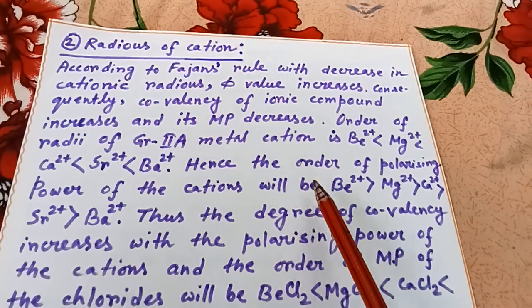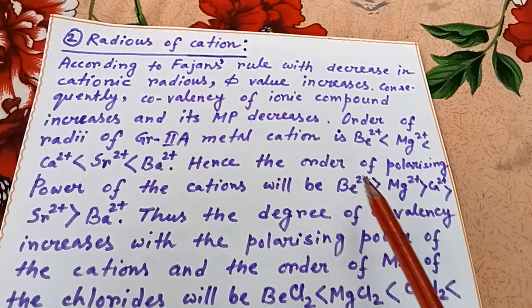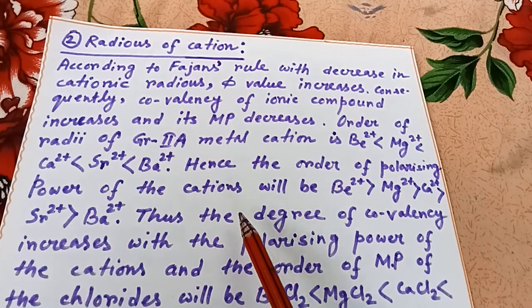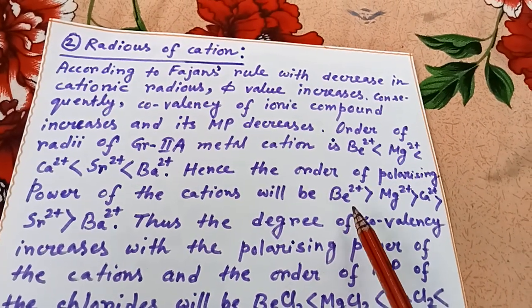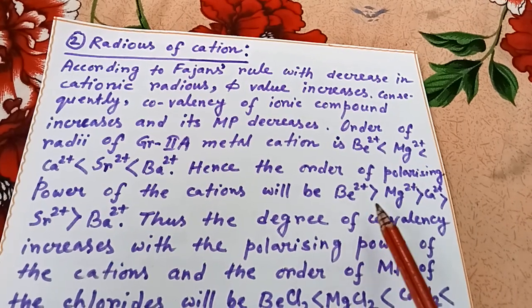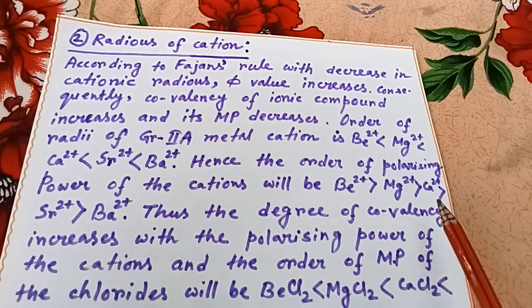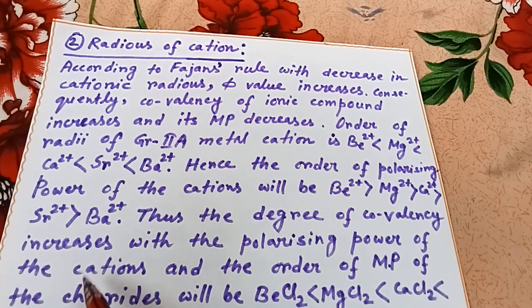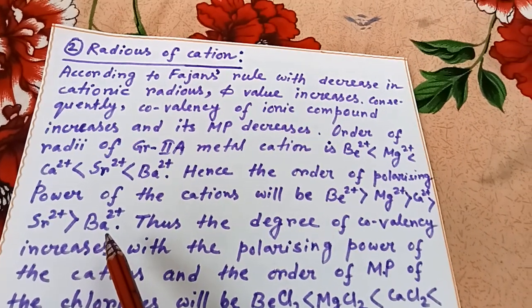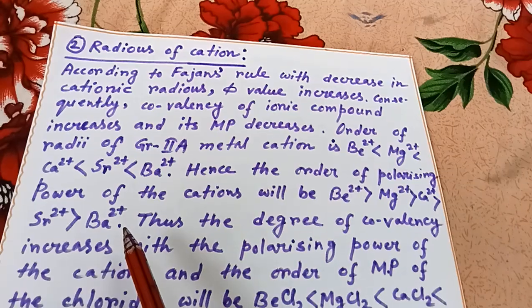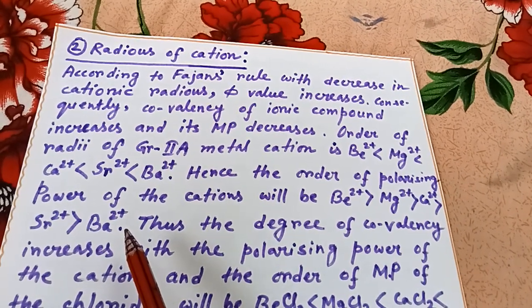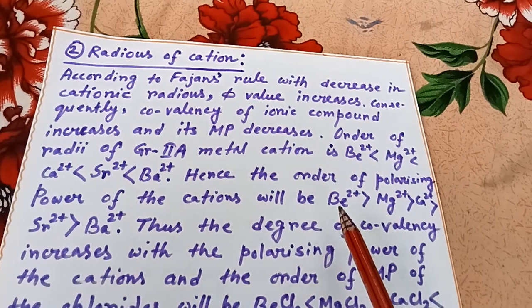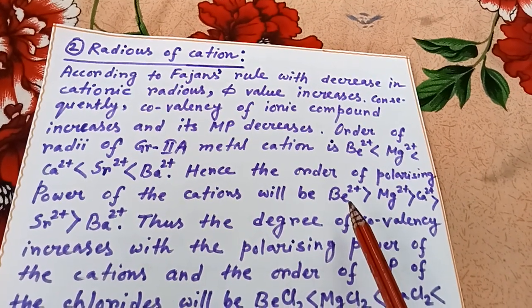Hence, the order of polarizing power of the cation will be beryllium 2+ greater than magnesium 2+ greater than calcium 2+ greater than strontium 2+ greater than barium 2+. That is, the order of the polarizing power will be reversed.